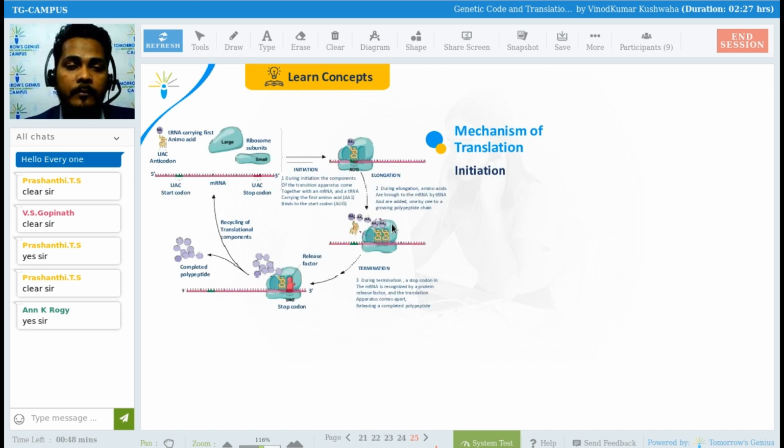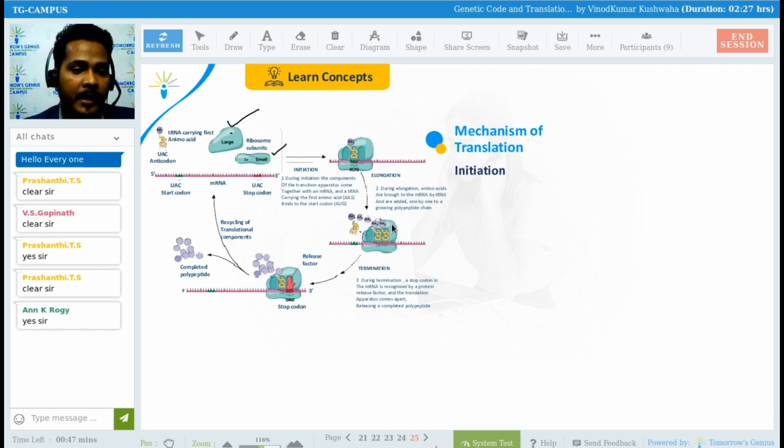Now the reaction starts here, that is initiation. Now how does the initiation take place? So you can see the mRNA attaches itself to the smaller subunit of the ribosome. Where is the ribosome? You can see here, this is the large subunit, this is the smaller subunit. When it attaches itself, then there is what?